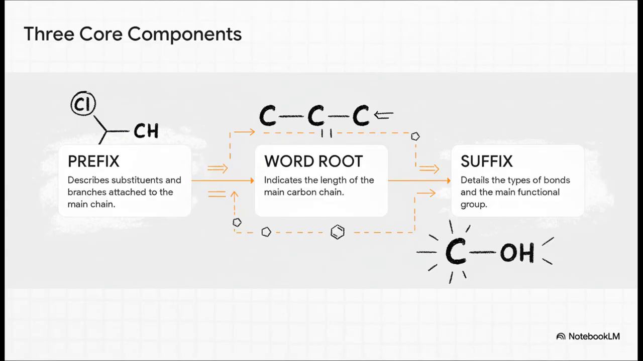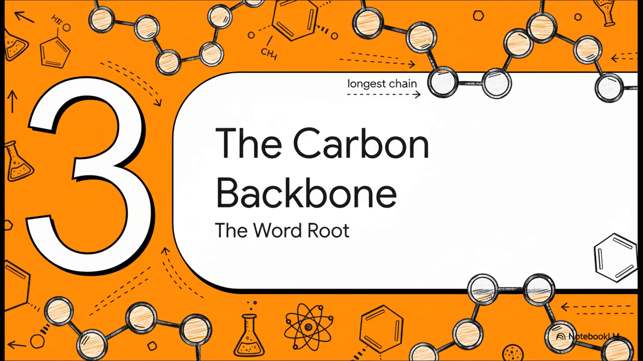Every single one of these names is built from 3 core parts. Right in the middle, you've got the word root. That tells us the length of the main carbon chain. That was our butane. At the very end is the suffix, which tells us about the bonds and the main feature, the functional group. That was our "ol". And then at the very beginning is the prefix, which describes any branches or other things attached. That was our 3-chloro.